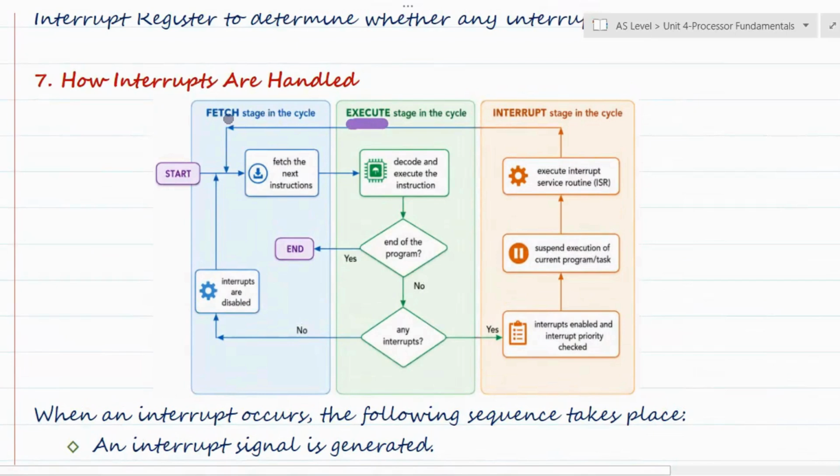Interrupts are not handled during the fetch, decode, execute cycle. Rather, once one instruction completes its fetch, decode, execute cycle, at that point of time, interrupts are checked. If there are any interrupts, then interrupts enabled and interrupt priority are checked, execution of the current program or task is suspended, the interrupt service routine is executed, and then it goes back to the next instruction. And the cycle continues.